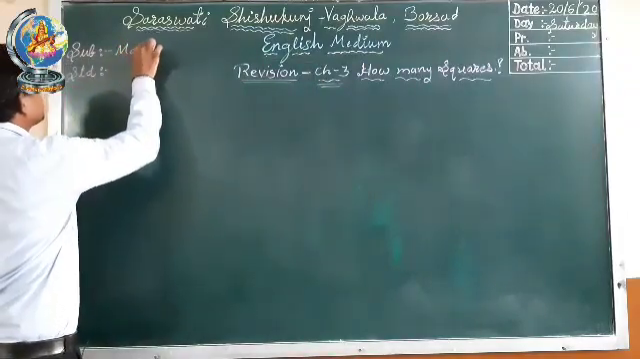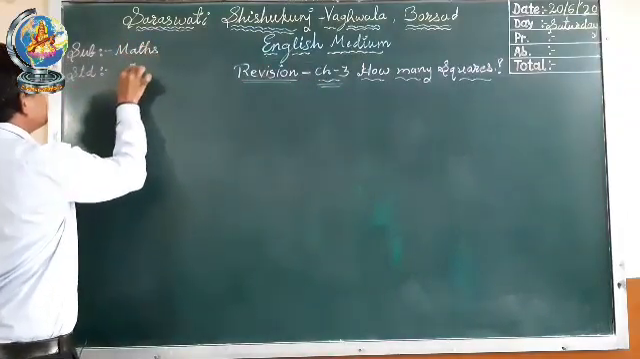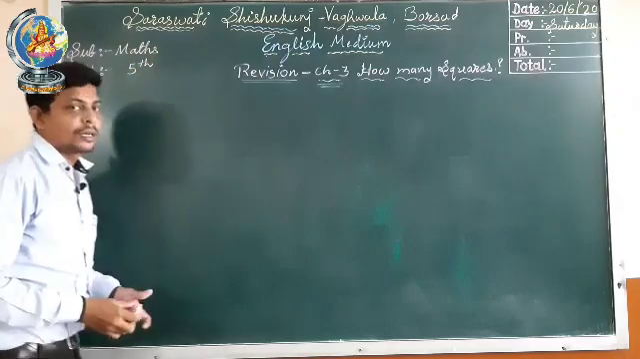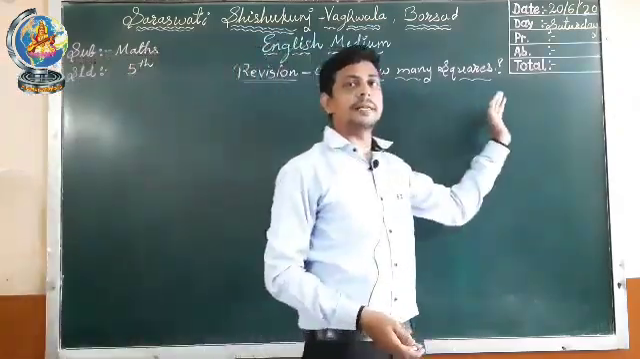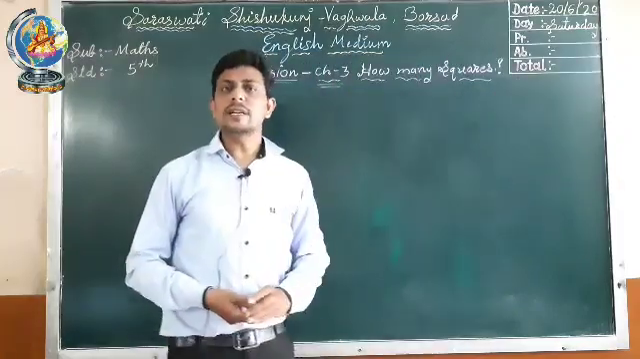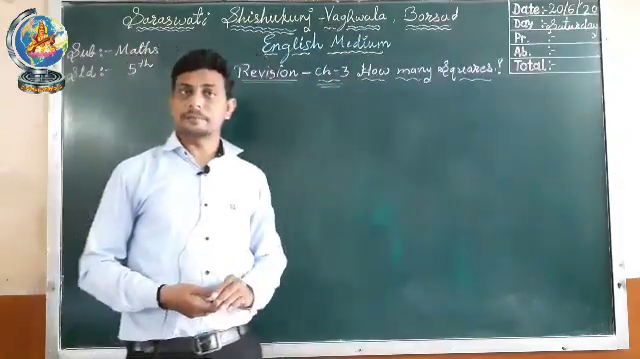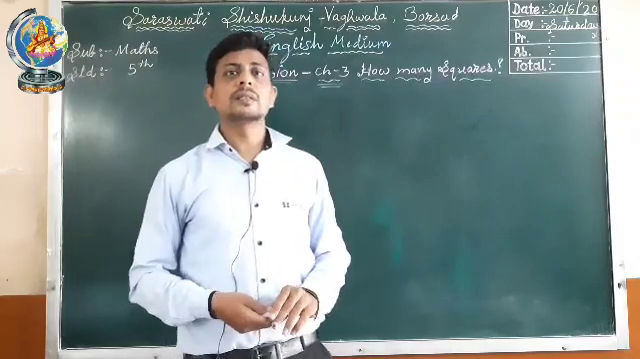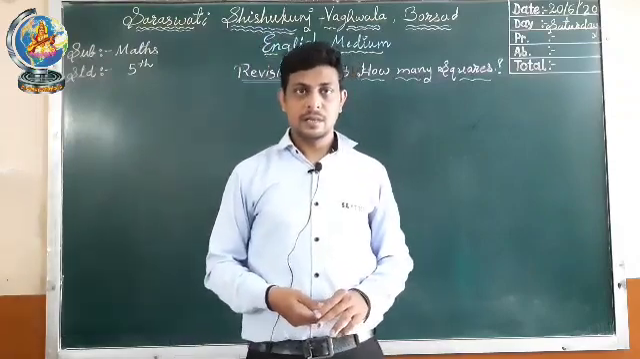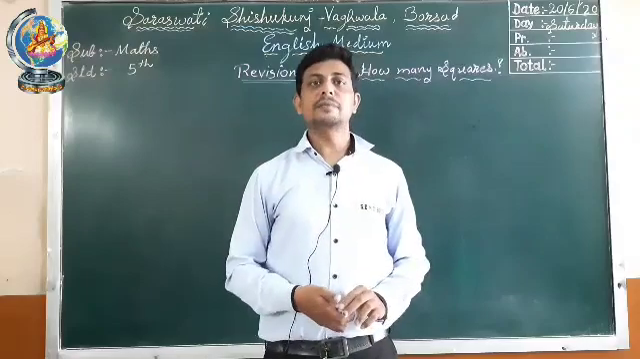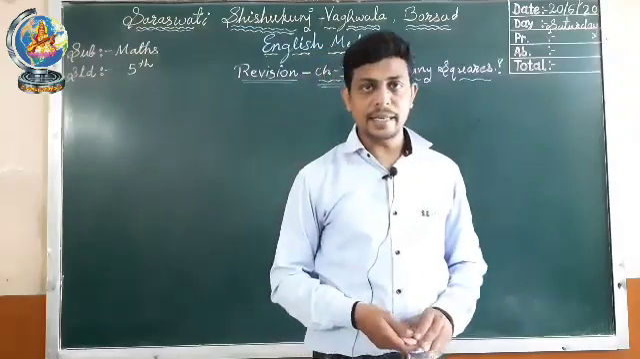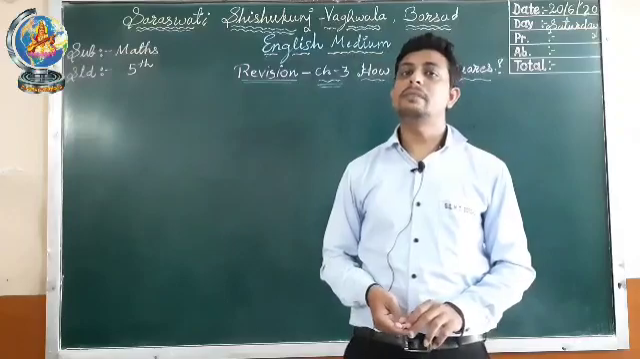Today we will learn the subject Maths, standard 5th, revision of chapter number 3, how many squares. In today's revision we will do 3 questions. In question number 1 we will find perimeter, in question number 2 we will find area, and in question number 3 we will do fill in the blanks.